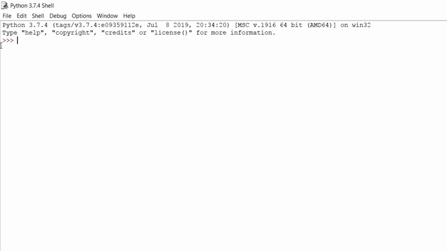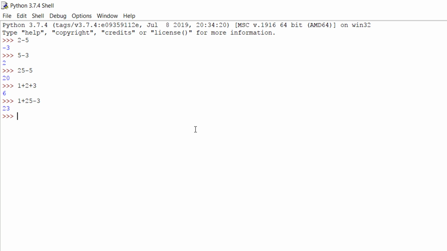Okay, let's type 2 minus 5, it will be minus 3. 5 minus 3, it will be 2. 25 minus 5, it will be 20. If I write 1 plus 2 plus 3, it will be 6. If I write 1 plus... 25 minus 3, it will be 23.